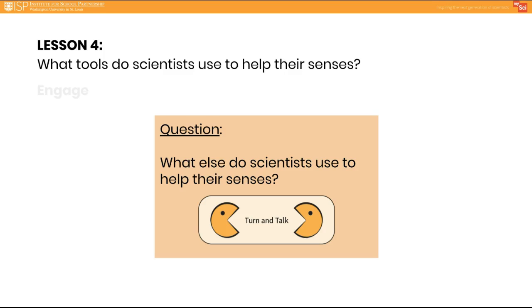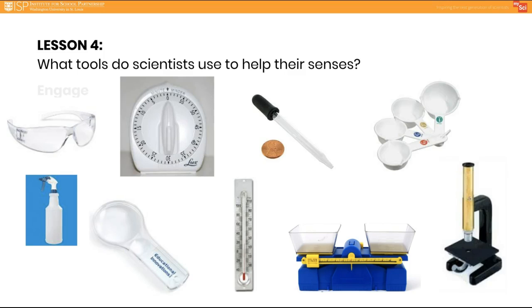In the Engage part of this lesson, you'll ask the question, what else do scientists use to help their senses? You'll have students talk about the different tools they've seen scientists use. If students get stuck in this conversation, remind them of the hand lenses they used earlier in this unit. You will then show students the image of the following tools. You can ask students, has anyone used any of these before? These are the tools that they're going to be using in their Explore stations. Take time to ask students what they think these different tools can be used for.